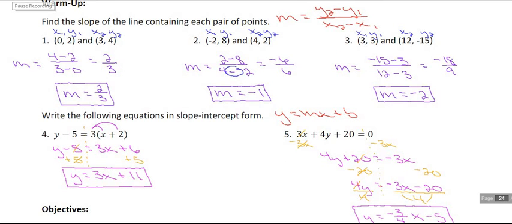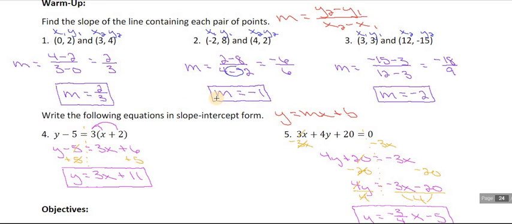Okay, so let's take a minute here to check your answers. Number 1, the slope should be positive 2/3. Number 2, the slope is -1, because in that denominator we have 4 minus -2, which turns into 4 plus 2, giving us a positive 6 on the bottom with a -6 on top. Number 3, the slope simplifies to -2.